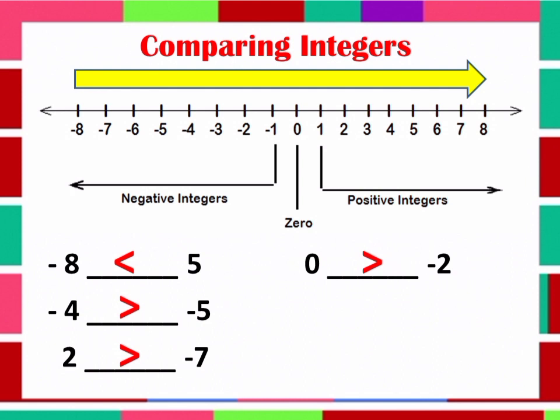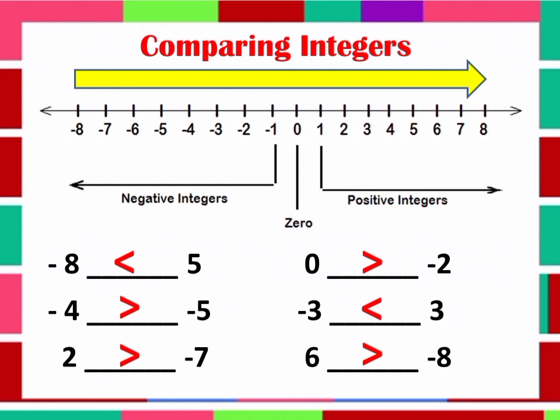Next, negative 3 and positive 3. So, the answer is less than. So, again, doon na naman tayo sa kapag negative ang number, matik po yun or automatic po yun na less than siya sa positive numbers. Next is 6 and negative 8. So, the answer is greater than.